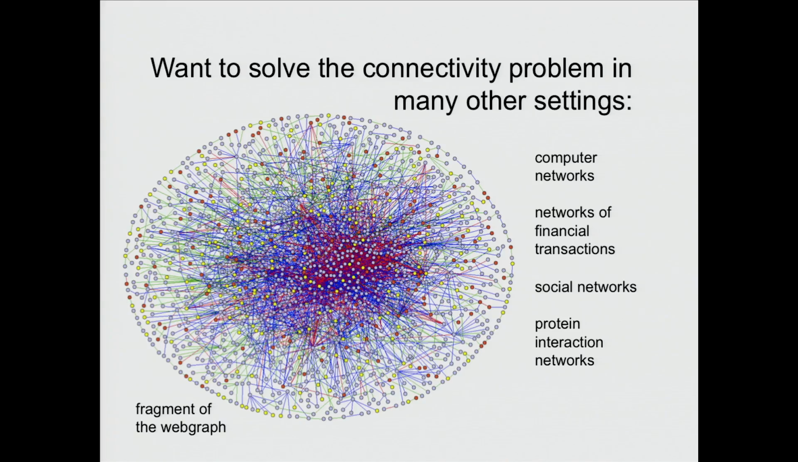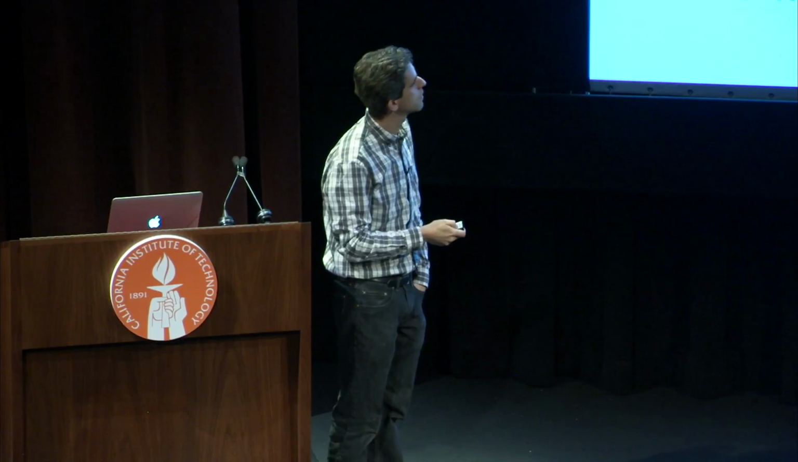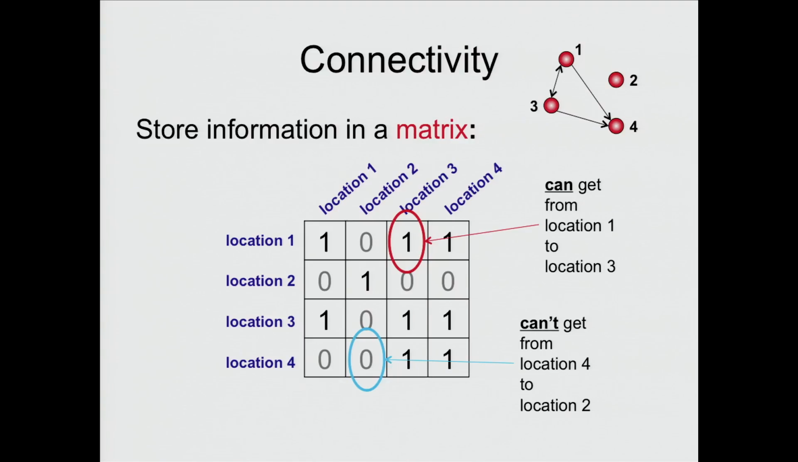Protein interaction networks, an application from biology. You might be interested in which protein can affect which other portions of the interaction network and which ones are sort of separate. So this connectivity problem arises in a lot of applications. And now I would like to tell you how we go about solving it.